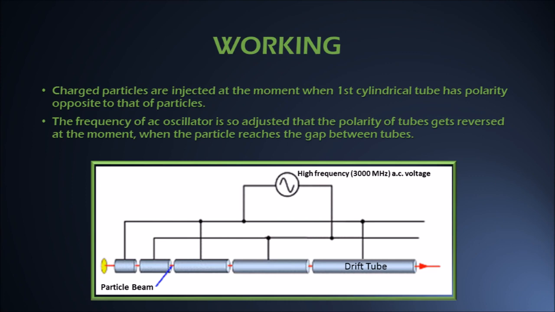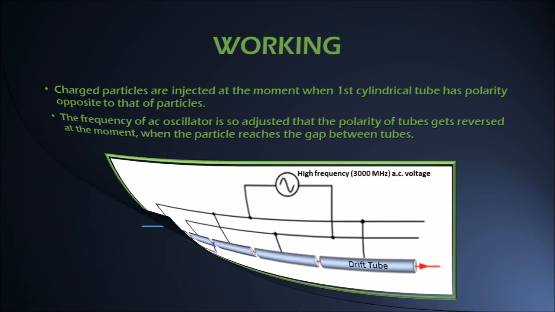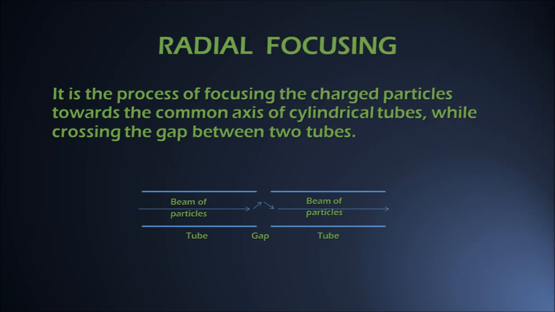Now during working there are some problems. One of the problems is radial focusing of charged particles. It is nothing but the process of focusing the charged particles towards the common axis of cylindrical tubes while crossing the gap between two tubes. It is required because the charged particle gets deviated from straight line path when it reaches the gap between any two tubes. It is due to the curved nature of electric lines of force appearing near the gap.